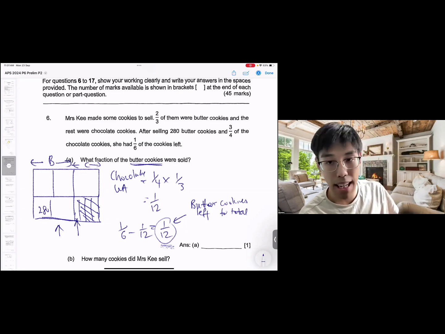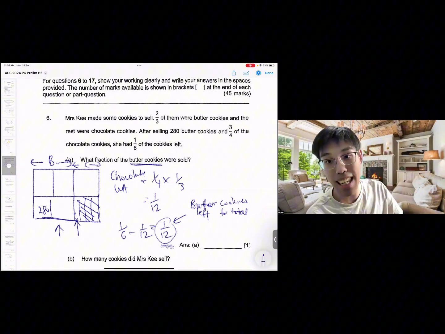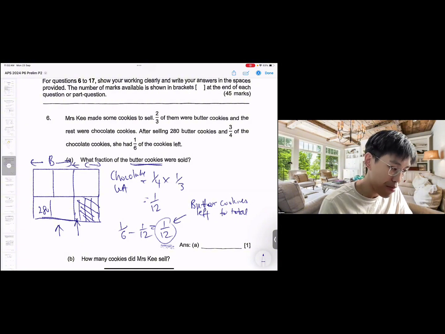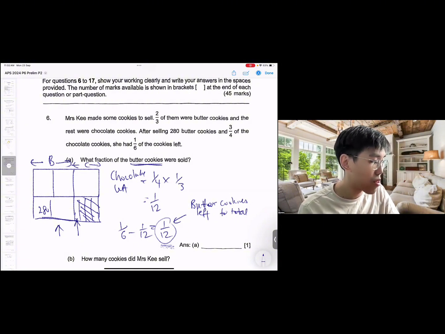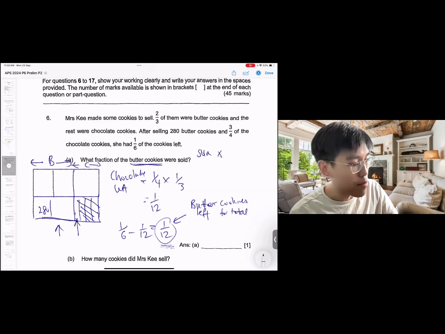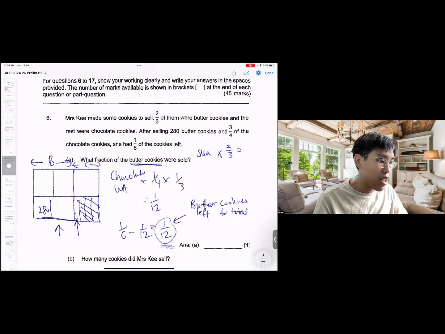Okay, it can be easily done by cutting, but I don't want to do cutting. Because when y'all do cutting, when the handwriting is very bad, then they anyhow cut, then die. Okay, I really don't want to do cutting. So from here, we can see that it's the same thing. So the sold fraction times 2/3 equals 1/12.